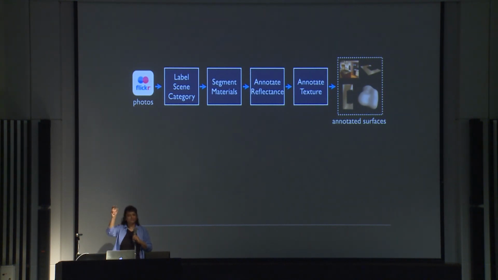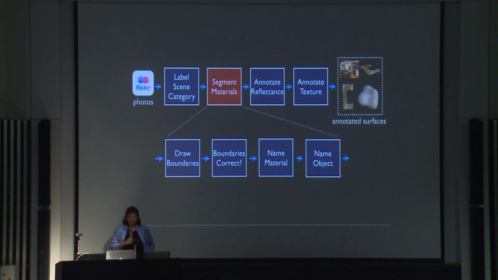You segment the materials, you annotate reflectance, and you annotate texture. To segment materials, you first draw the boundaries. The boundaries have to be correct. You have to name the material, and you have to name the object, right? I'll show you a little more how you draw boundaries. The correctness is always checked.